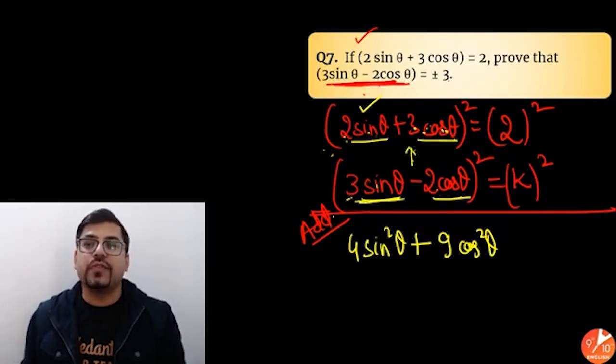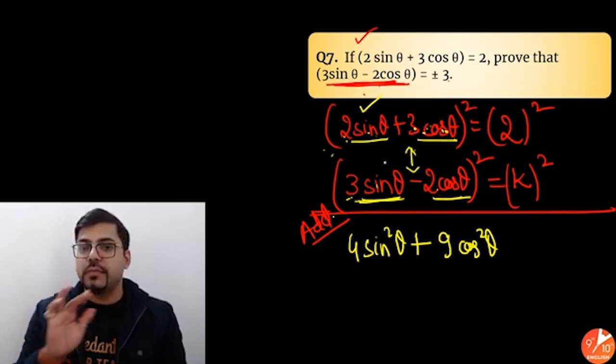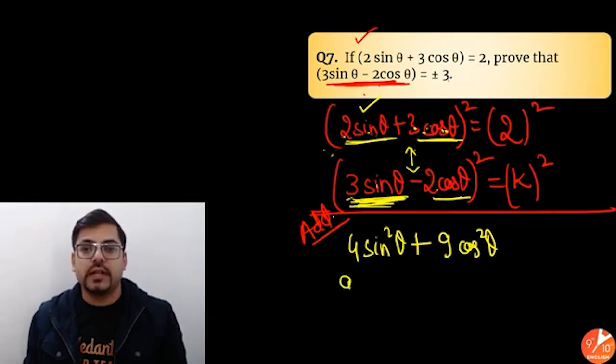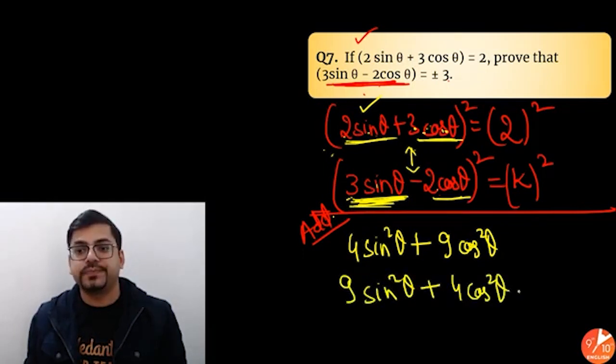So if I add both of them, I'll get 0. I'm not showing that, but I hope you are understanding. So the 2ab part will get cancelled. You have to just take care of a square plus b square, and here also a square plus b square. So here a square is 9 sine square theta, and plus here you have to take 4 cos square theta.